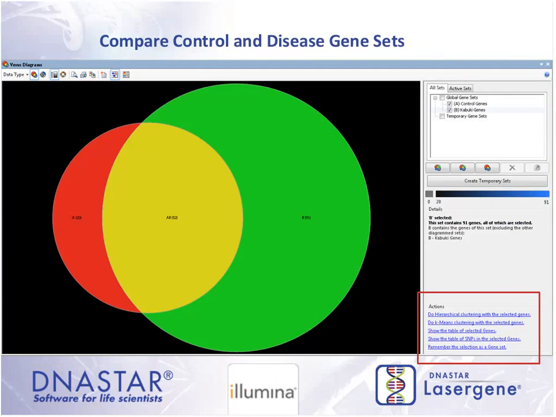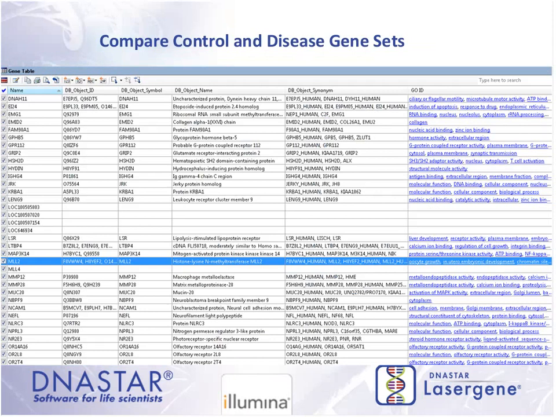Once I've created interesting sets for my control group, my disease group, or different ethnic groups, I can do simple things like Venn diagrams. And you generate a Venn diagram. There are some quick links in the software where I can show gene tables of the intersection or the unique sets. So it's, again, very easy to use.